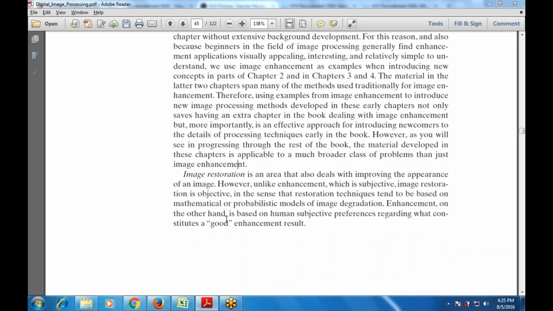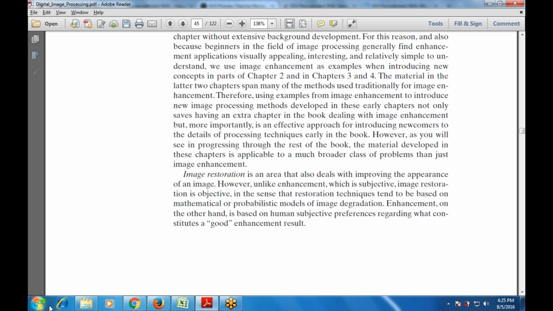So let's start again. The next one is image restoration. That is an area that also deals with improving the appearance of an image. That means how we can change the appearance, or how we can change the look and feel of the image. That is image restoration.